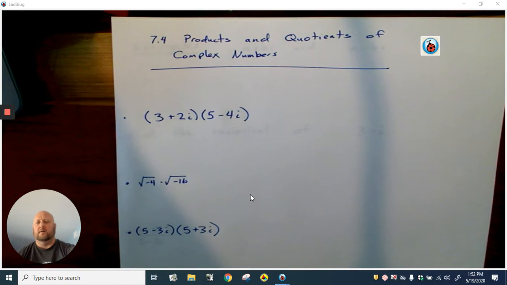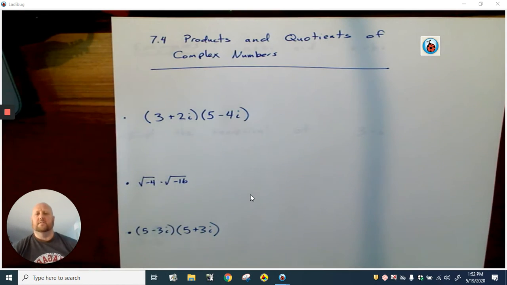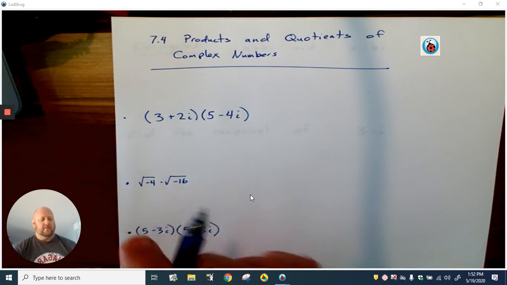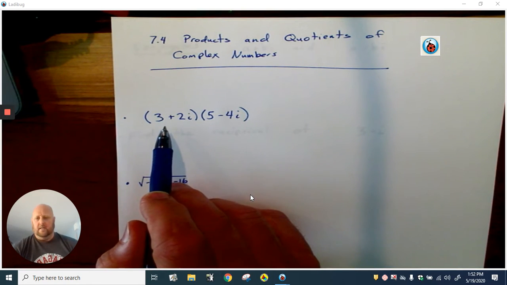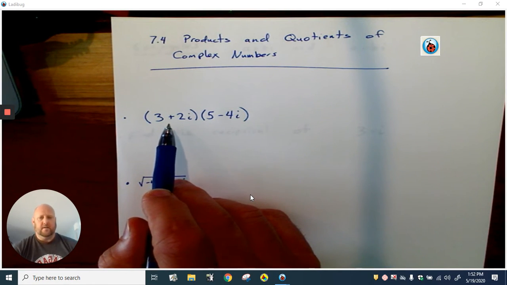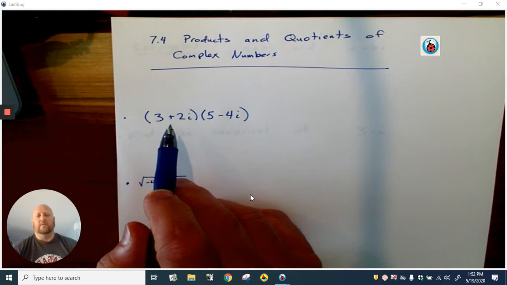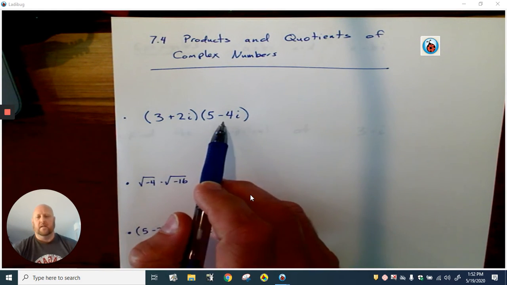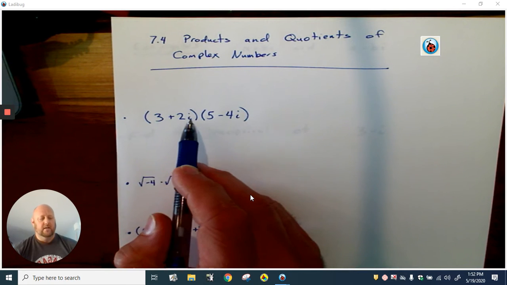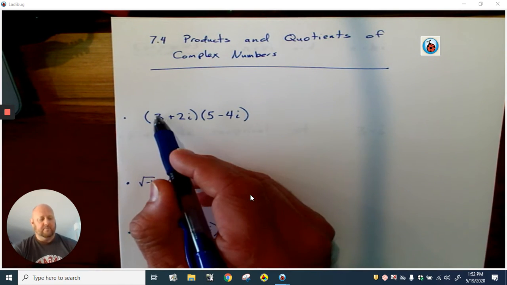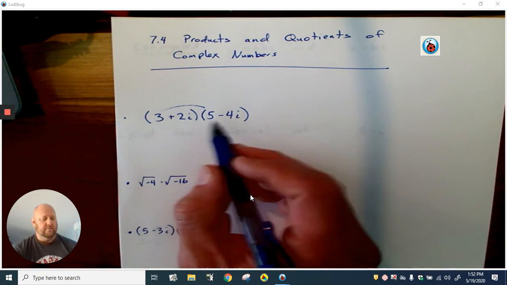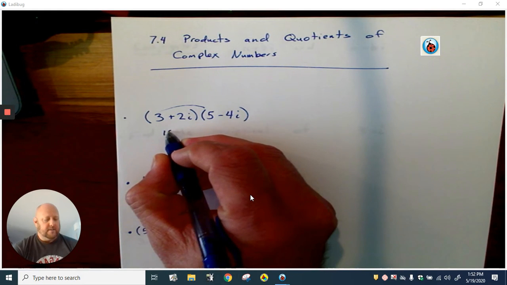How's it going? Today I want to talk about section 7.4, products and quotients of complex numbers, basically multiplying and dividing complex numbers. So we may see something like this, and you treat it exactly the way you think you should. And foiling something like this is exactly like foiling it with x's, where we take that 3, we foil it through, and we get 15.